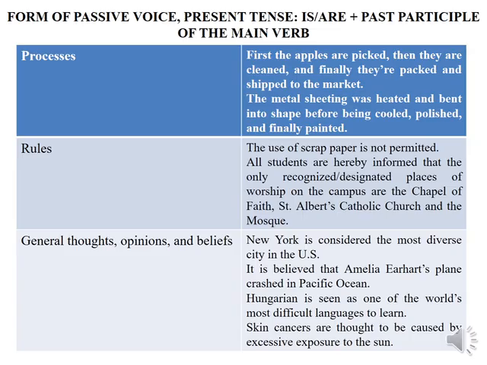Forms of passive voice. We have present tense: is or are plus the past participle of the main verb. Processes. First, the apples are picked, then they are cleaned, and finally they are packed and shipped to the market. The metal sheeting was heated and bent into shape before being cooled, polished, and finally painted.